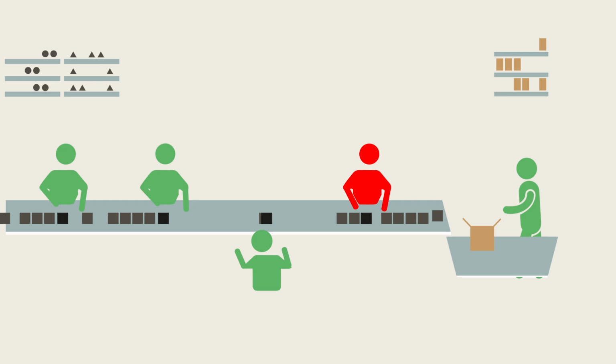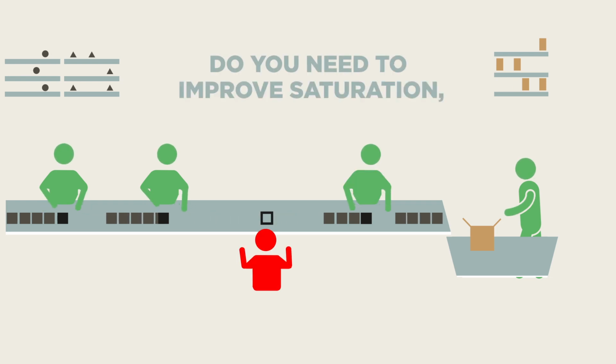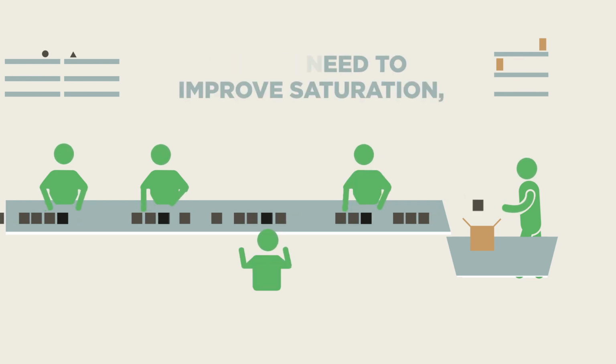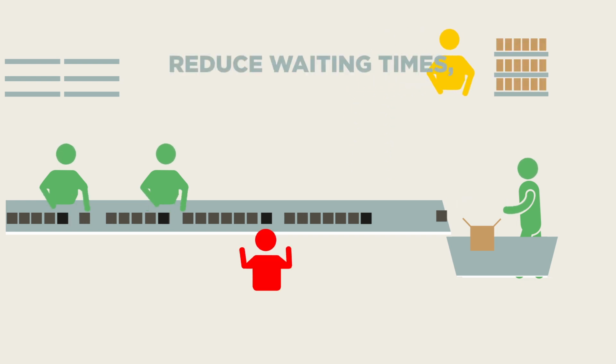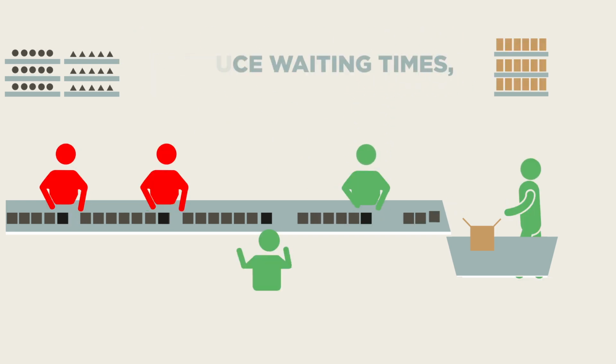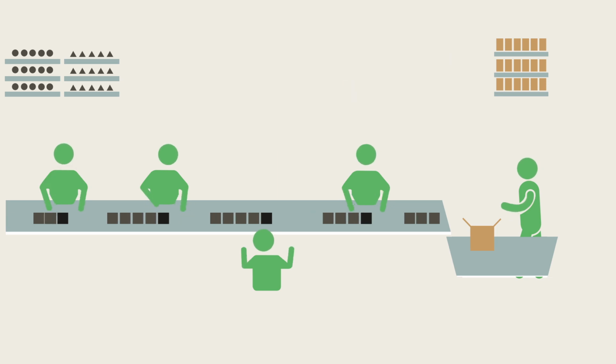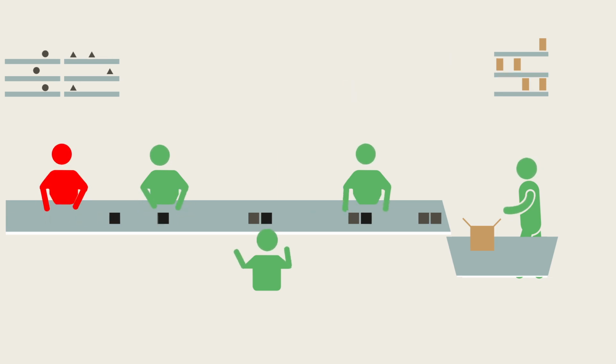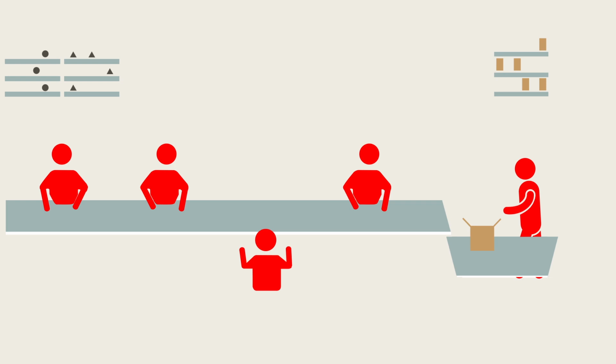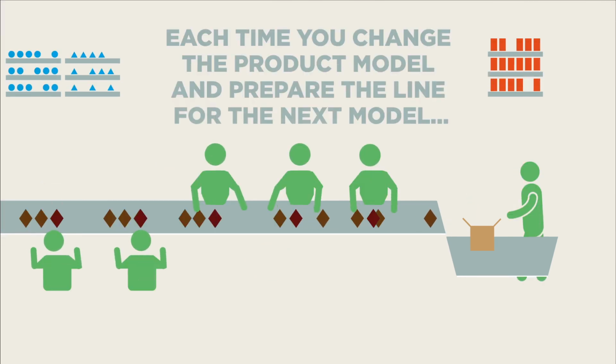Does not being able to correctly balance cause delays on the production line? Do you have any unforeseen quality or material supply issues that affect your workflow and generate waste? Are you not able to produce different things at the same time, and each time you change the product model, there is a halt in production?